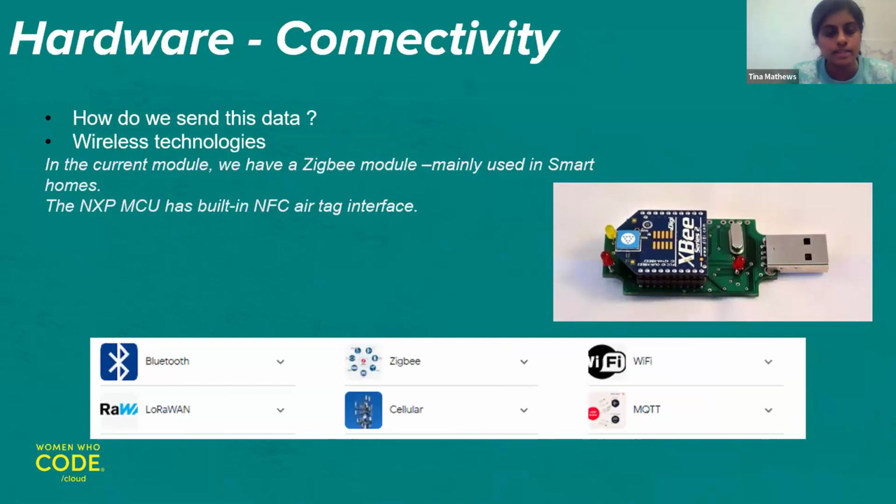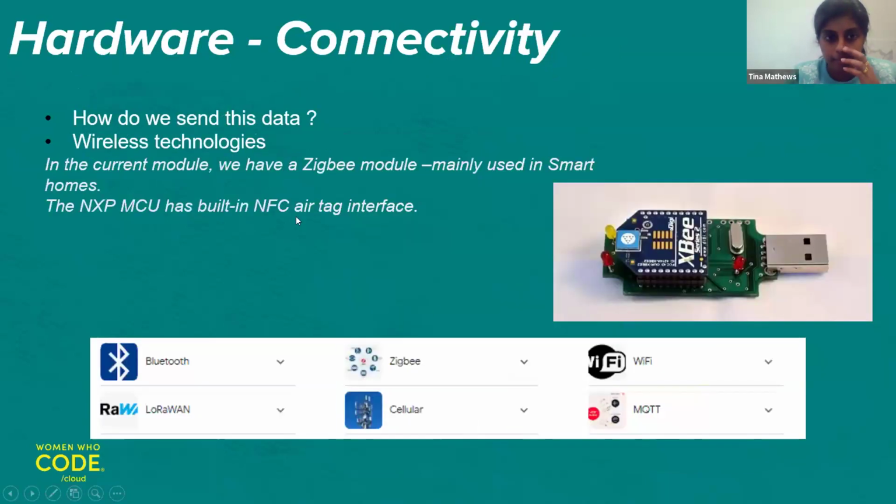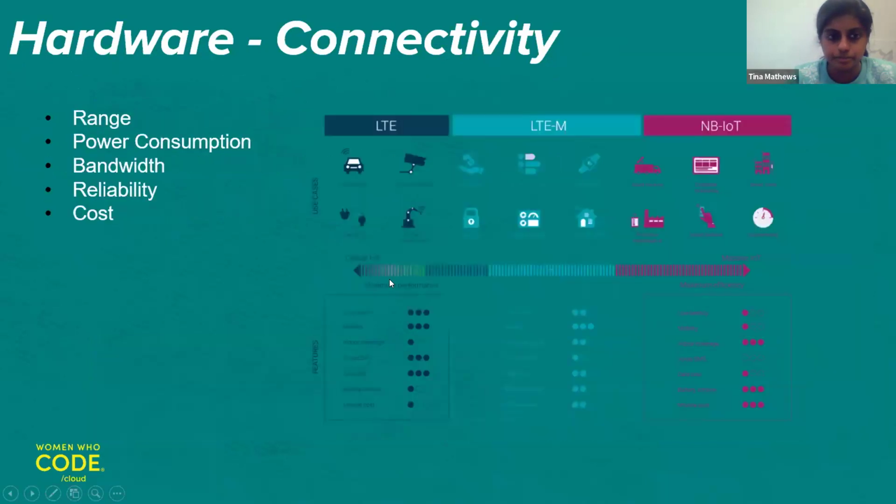Now, once we have all this data stored inside an MCU, how do we transfer it? We have to send it somewhere, right? In that case, we have to leverage wireless technology. In this particular picture, I have a Zigbee module, which is mainly used in smart houses. The earlier one that I showed had NFC. That's where you can use an AirTag kind of thing. There are different ways you can leverage connectivity, like MQTT, Wi-Fi, Zigbee, Bluetooth, cellular.